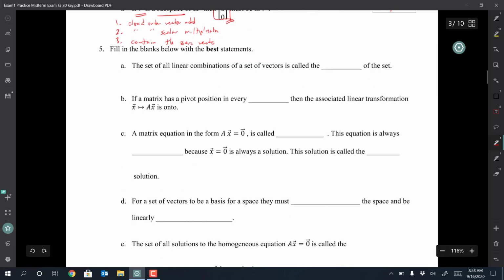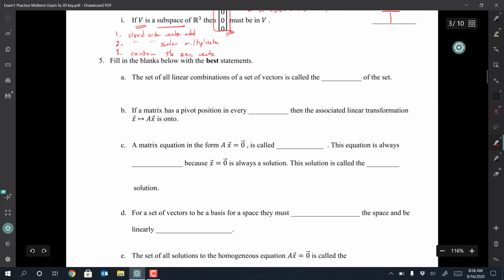Next we have fill in the blank. And this is really just kind of a test of the vocabulary. So we'll just read through these essentially. The set of all linear combinations of a set of vectors is called the span of the set. That's the definition of span.